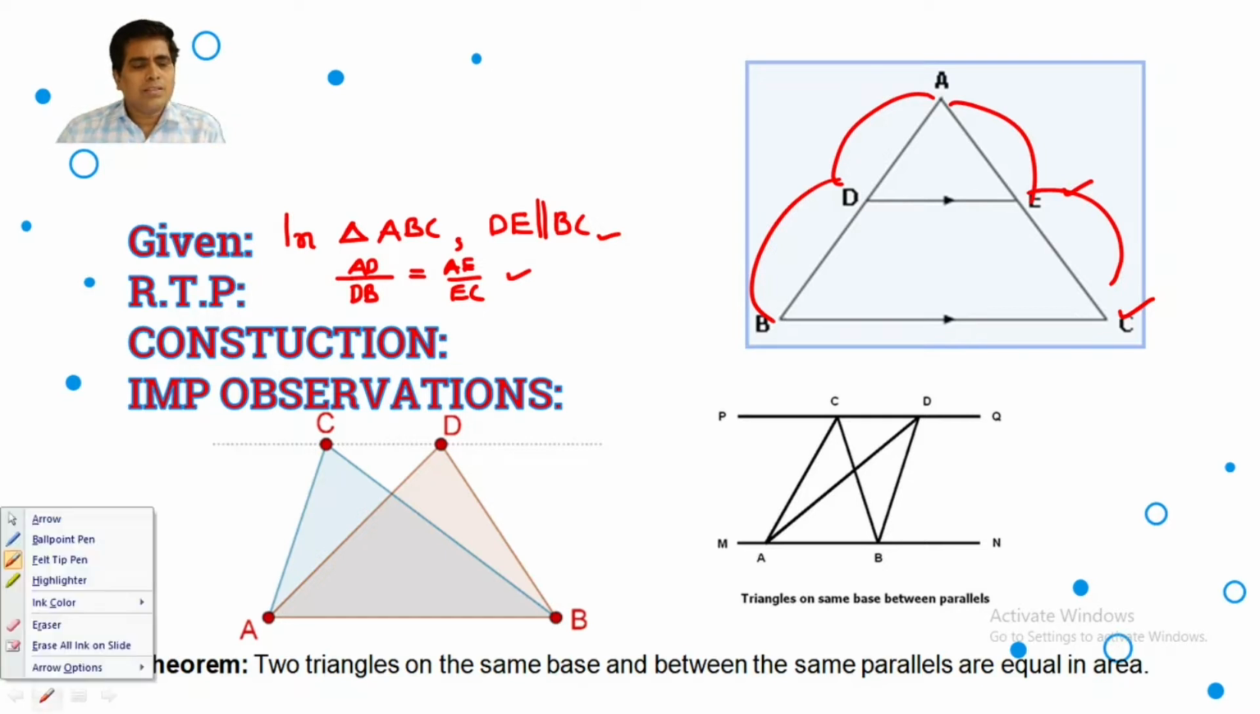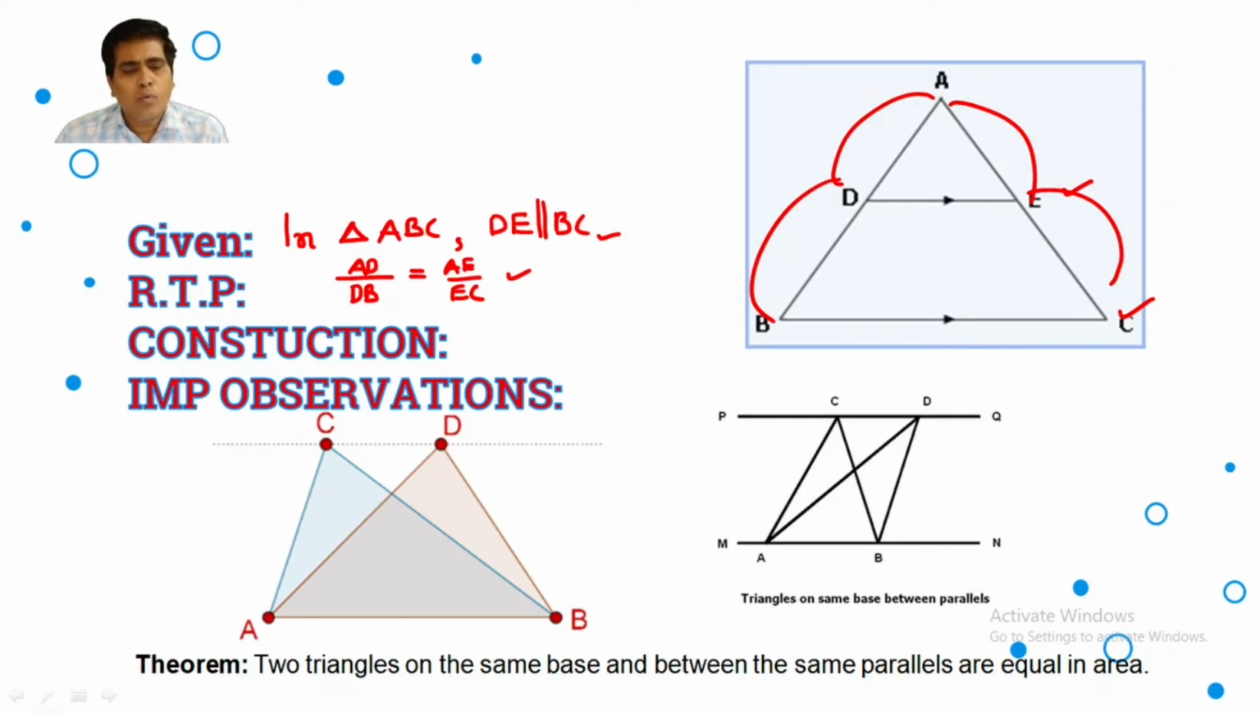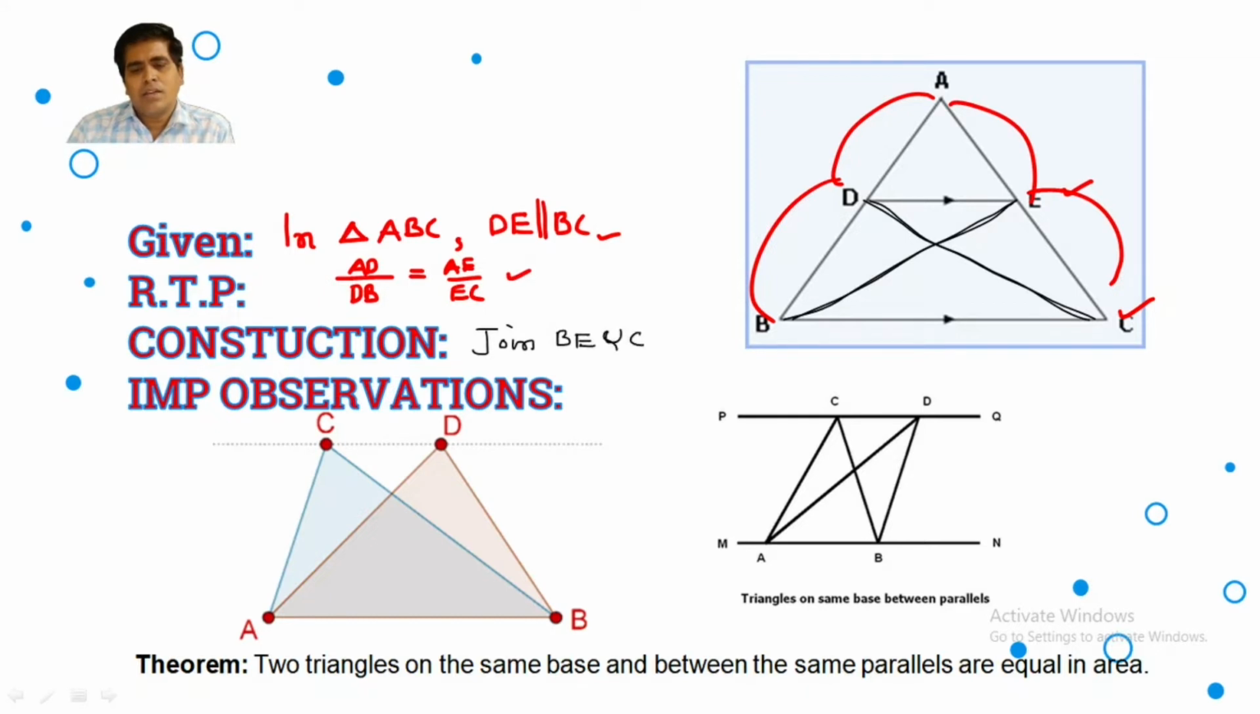To prove this theorem, we require some construction. With the help of construction, we will prove this theorem. So what will we do in the construction? We'll join BE. As well as we join CD also. So join BE as well as CD.